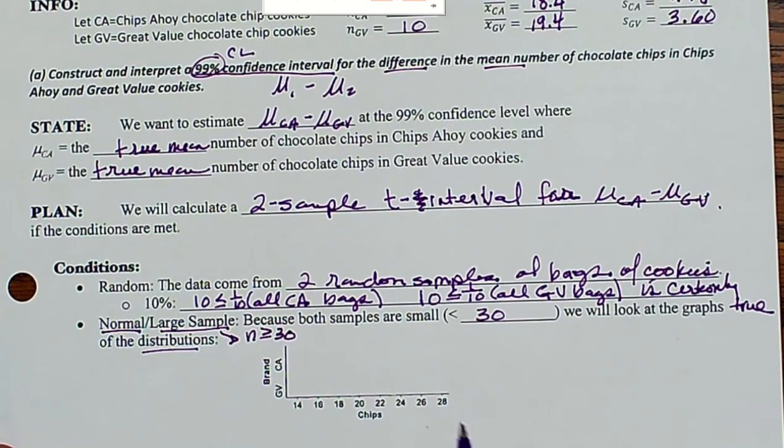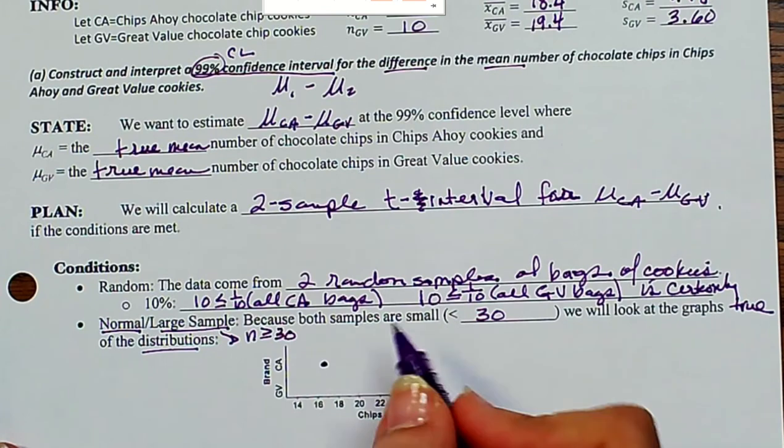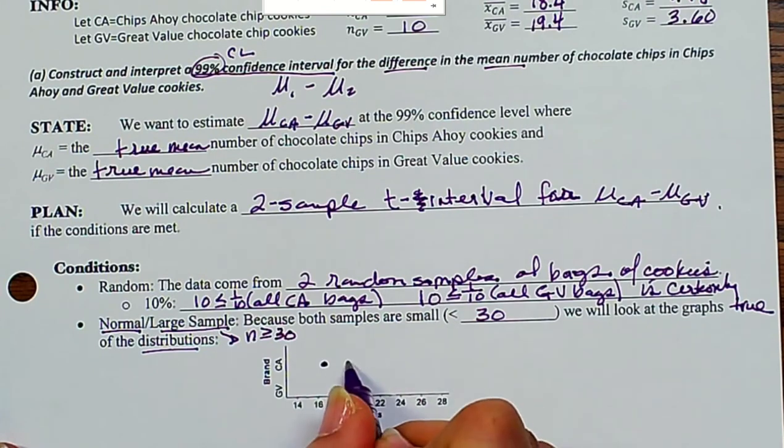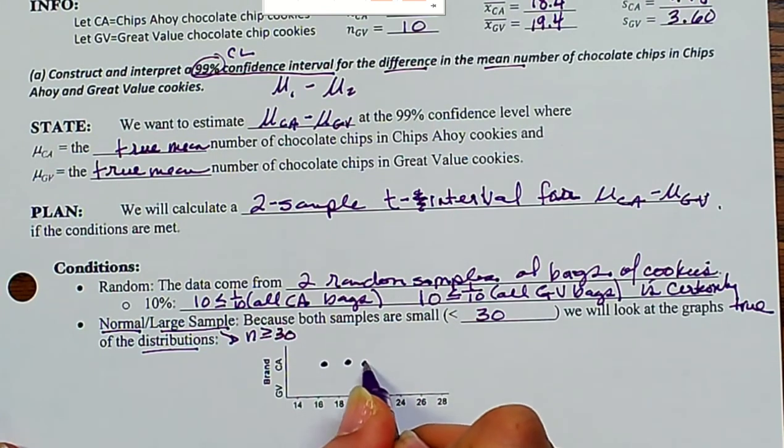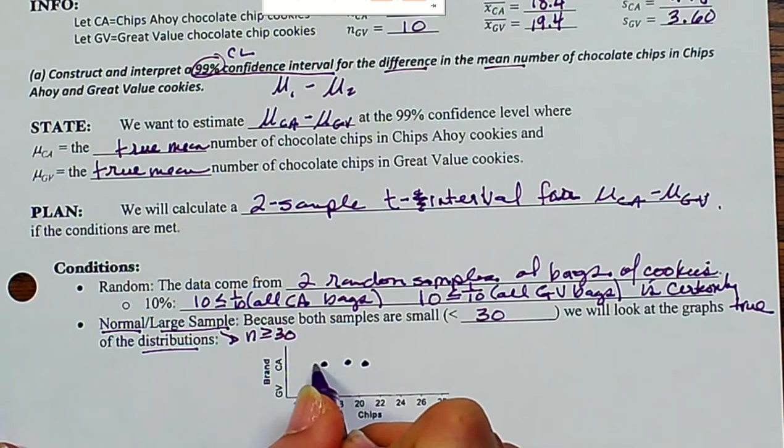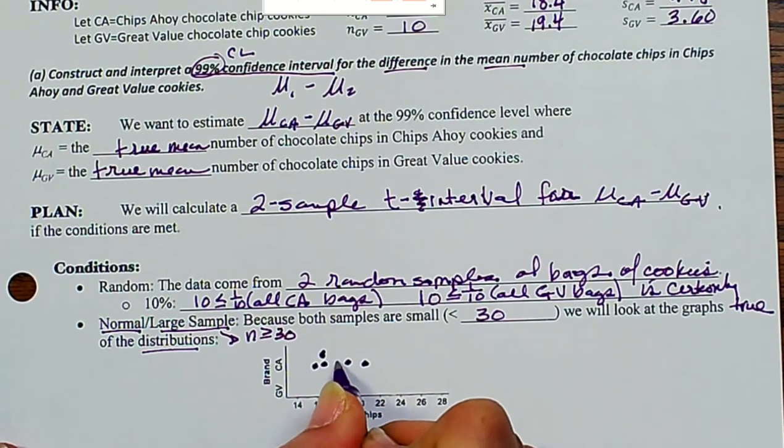So if we come in here and graph our Chips Ahoy, we're going to do a dot plot. We had 17 chocolate chips in one cookie. We had 19. We had 21. We had 16. We had another bag with 17. We had one with 18.